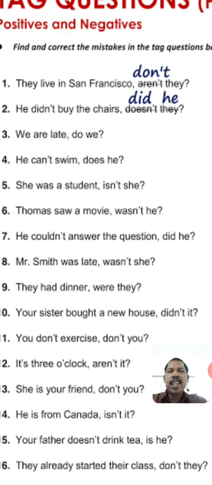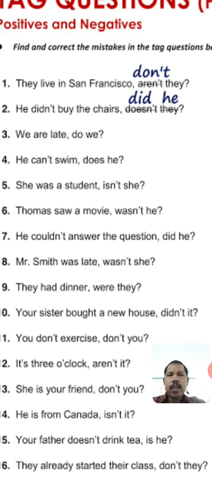Second one. He didn't buy the chairs. So it is not affirmative, it is negative statement. So didn't opposite did. It should be did. But here doesn't is given. Did is the correct one. Then he is a personal pronoun, so we can use the same. Did he.